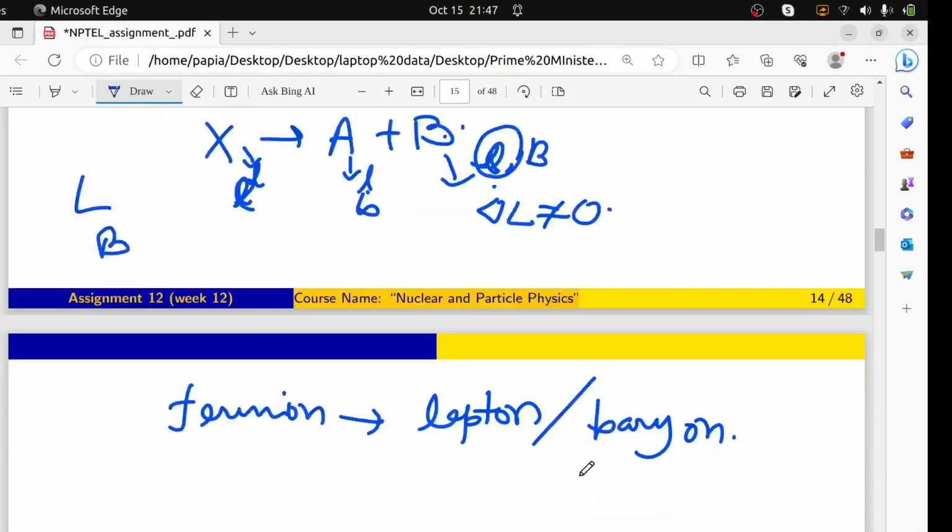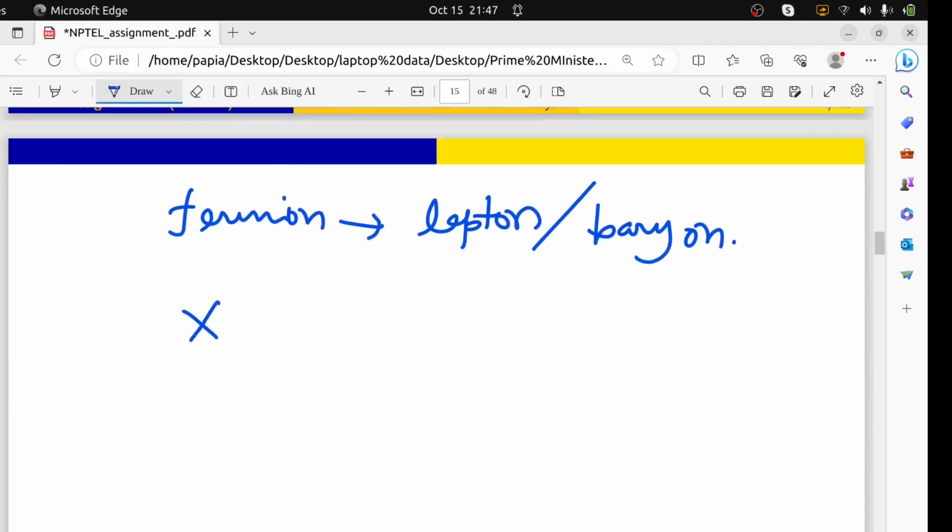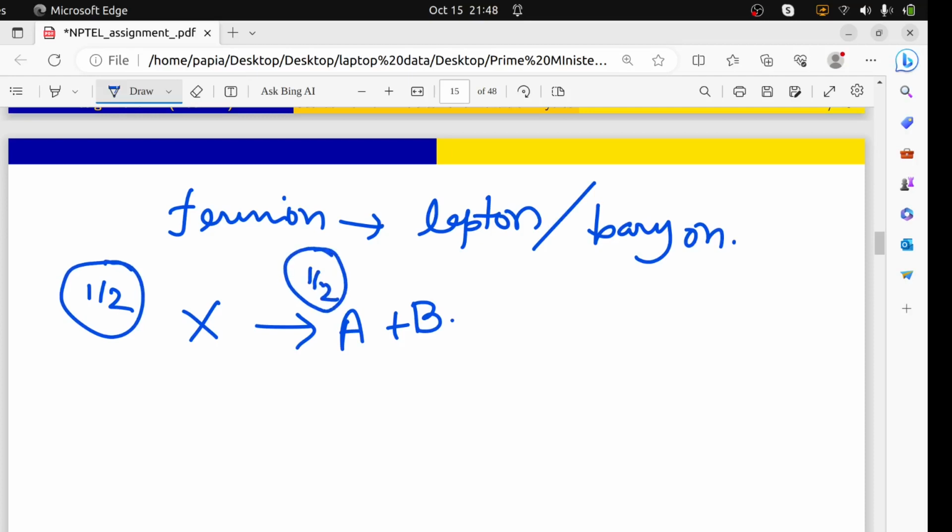Now just take the same thing in respect of spin angular momentum conservation. So if it is a fermion, then what will be the spin? The spin will be half. If A is a fermion, then what will be the spin? The spin will be half. Then what about B? If it is a fermion, then let's say it has spin half. Then just right now we talked about H1 and H2.